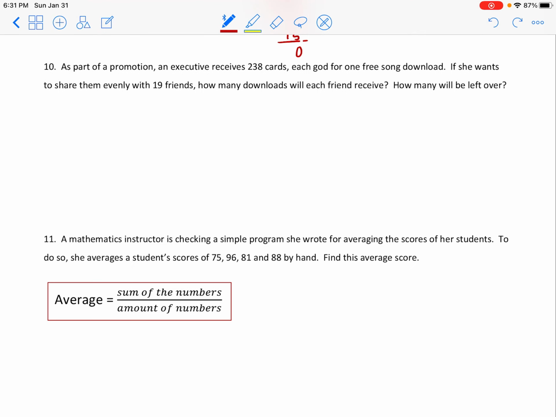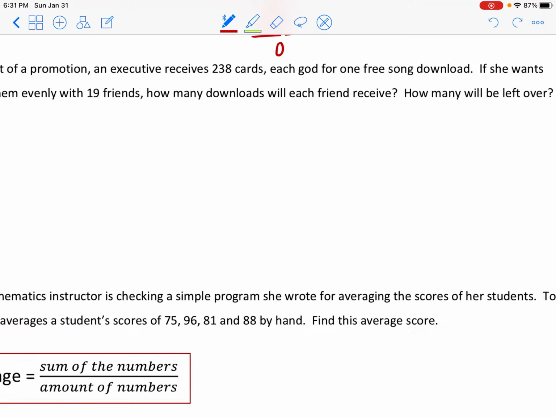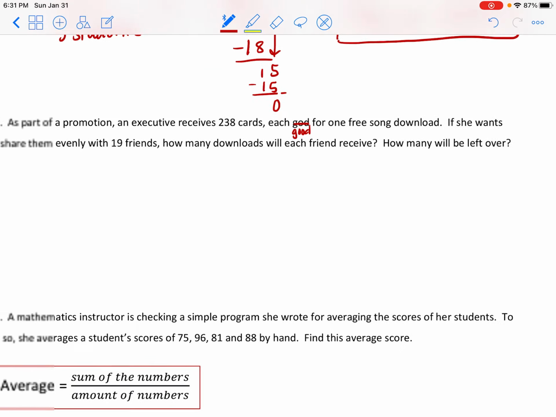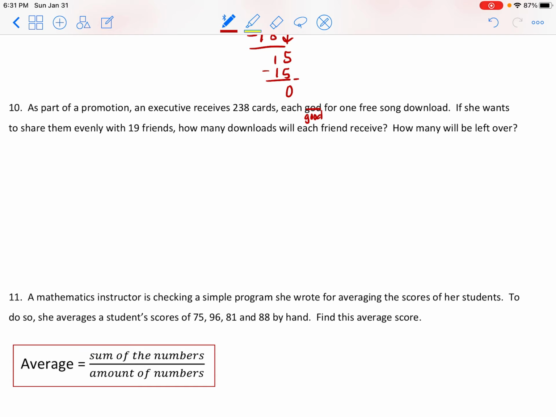Okay. How about another? As part of a promotion, an executive receives 238 cards, each good for 1 free song download. Apologies for the typo there. If she wants to share them evenly with 19 friends, how many downloads will each friend receive? How many will be left over? So we have 238 cards to divide amongst 19 friends.